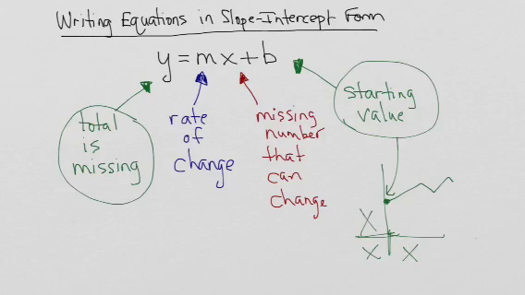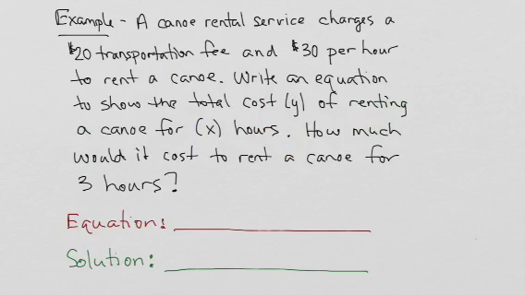All right, and then the missing number, our x, that is the thing that can change. For example, how many hours you work in one day, or how many hours you spend studying, or how many slices of pizza you eat, things like that. That can be the change. That's what variable means, something that changes. All right, so let's just look at a couple of examples.